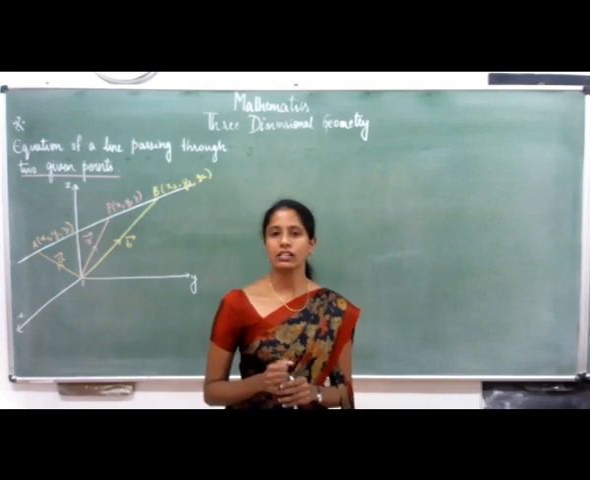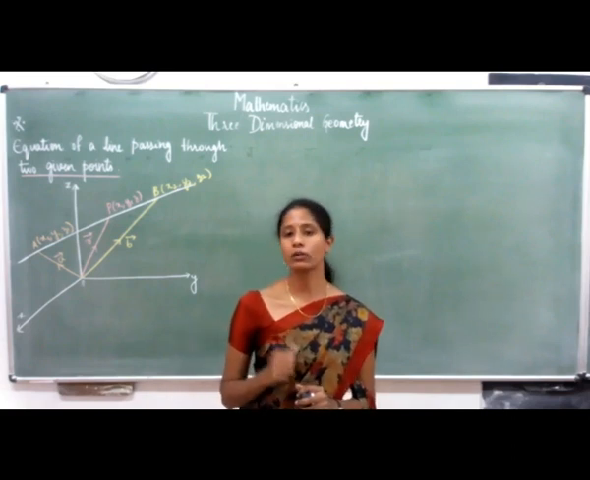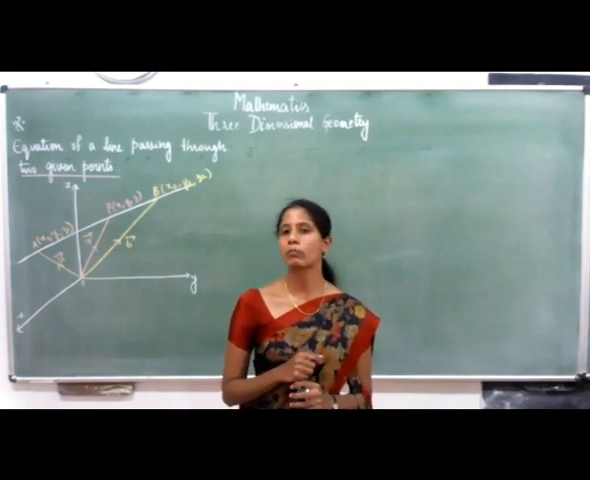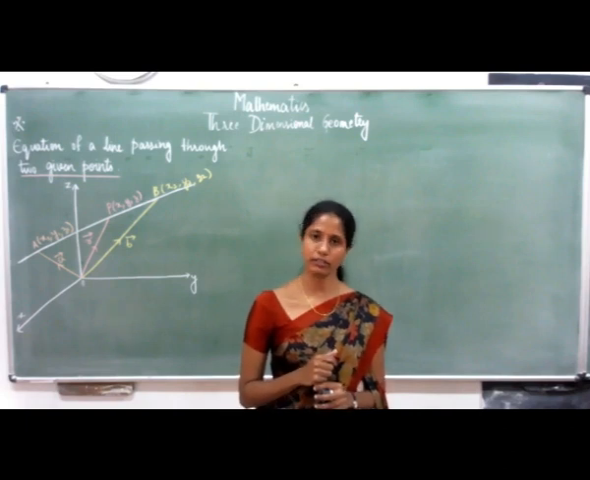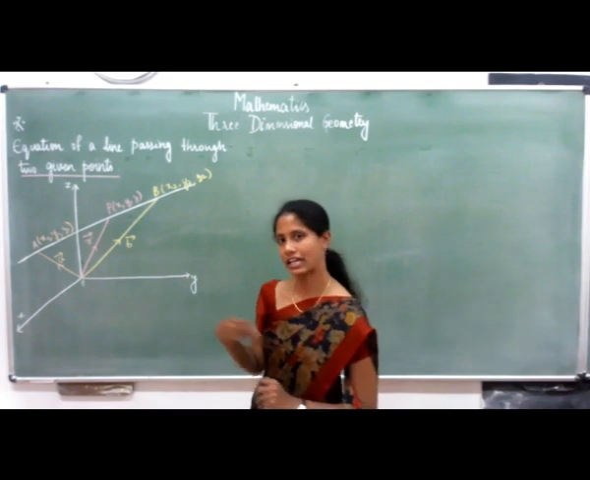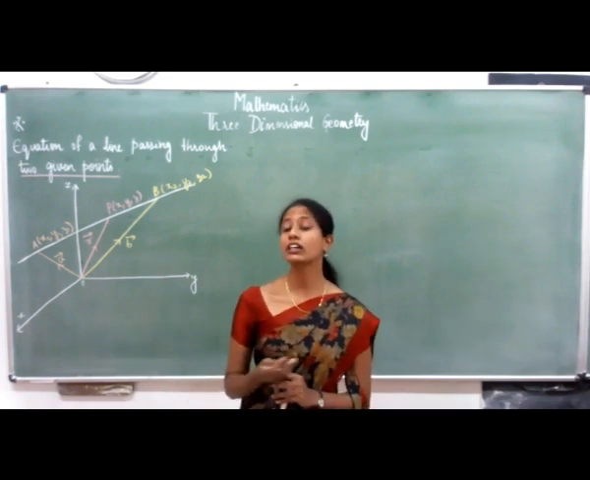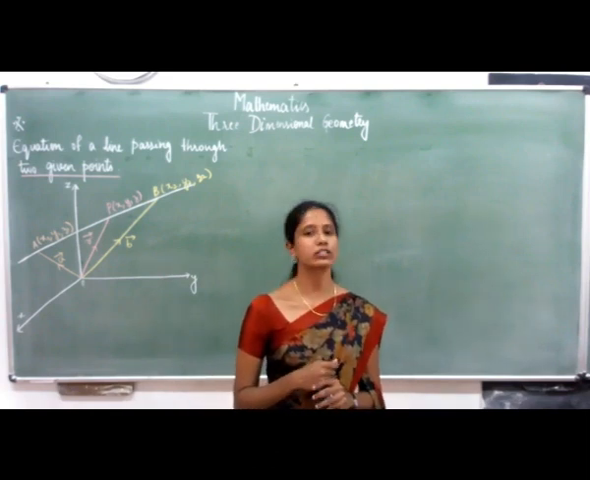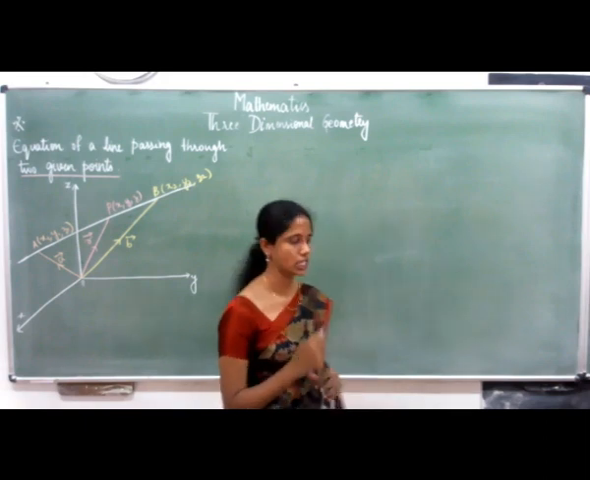In the previous class, we derived the equation of a line passing through a point and parallel to a given vector. So let us recall its vector form and Cartesian form, and next let us proceed with the new derivation, that is the equation of a line passing through two given points.